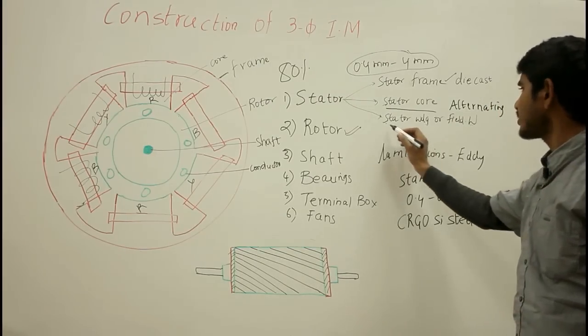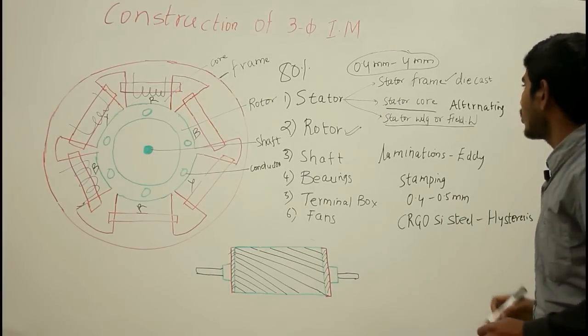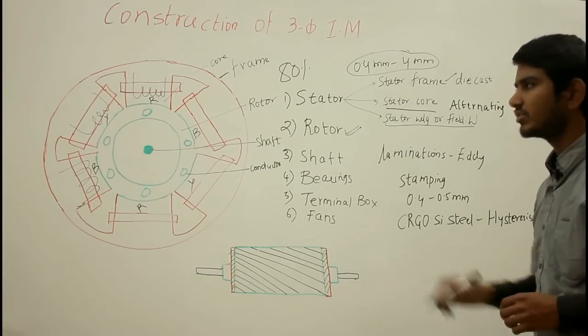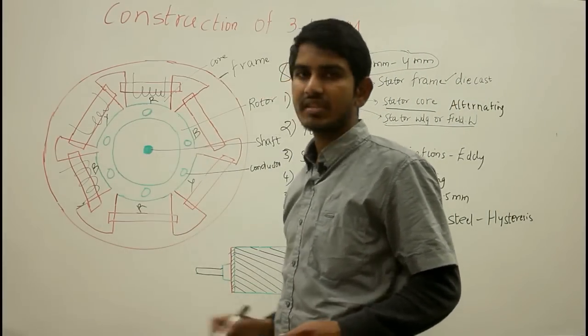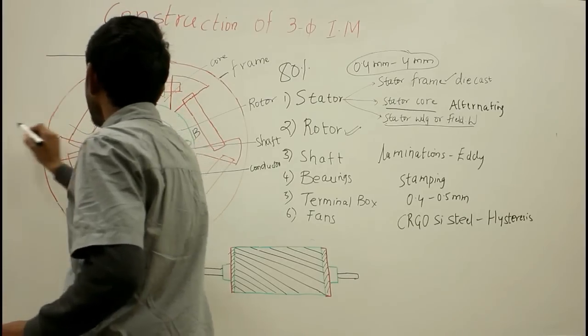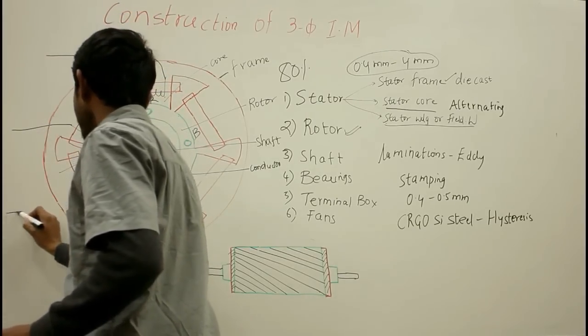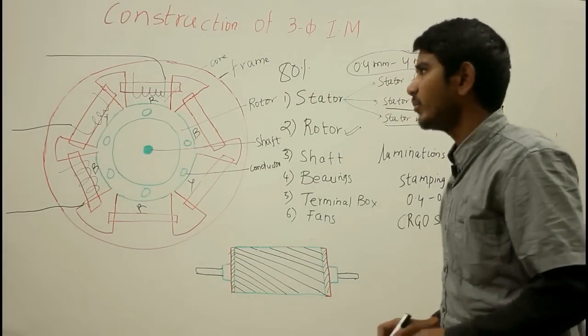Now coming to the stator winding or field winding, the slots on the periphery of your stator core carry 3-phase windings, that is R, Y, B, and these 3-phase windings can be provided with 3-phase supply, and if the windings are arranged in such a way, they can produce a rotating magnetic field.